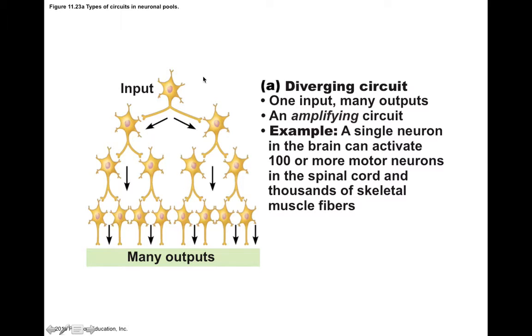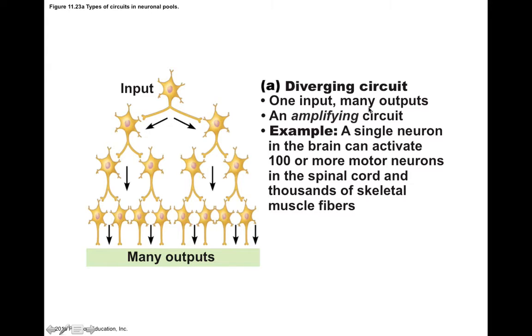Diverging circuits are essentially where one neuron branches out and activates other neurons that then activate other ones, which activate other ones. So you see that the signal diverges. From one neuron, you can get many different neurons that are activated. Think of this as amplifying information.